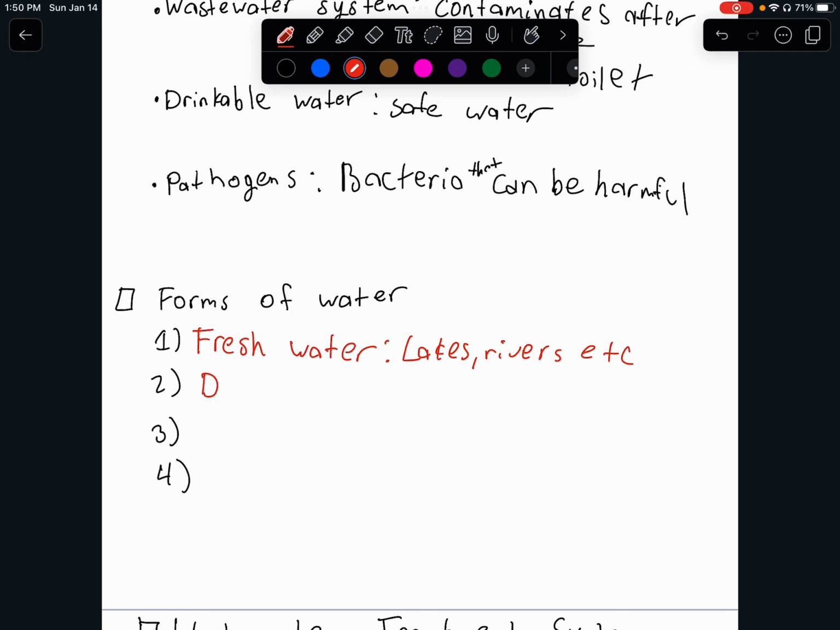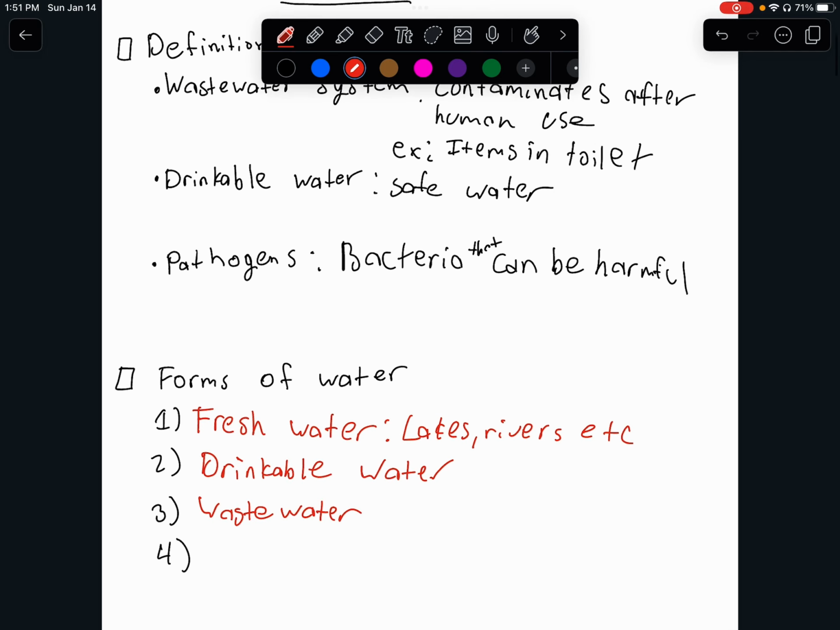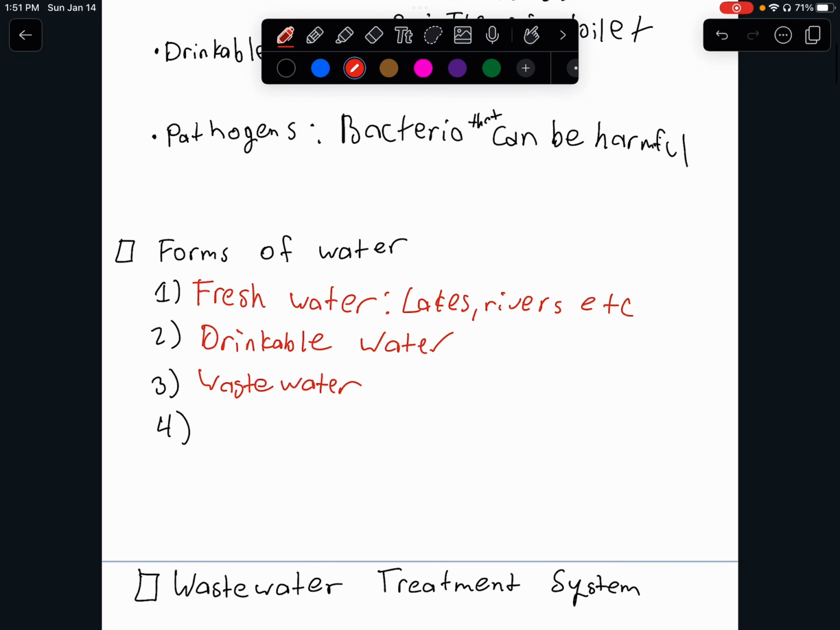Our second one is drinkable water, which we mentioned above is safe water that can be used to drink. We have our third one, wastewater, which we defined as human waste, whether it be that we expose from our body, usually in the bathroom. And our fourth one is reusable water.